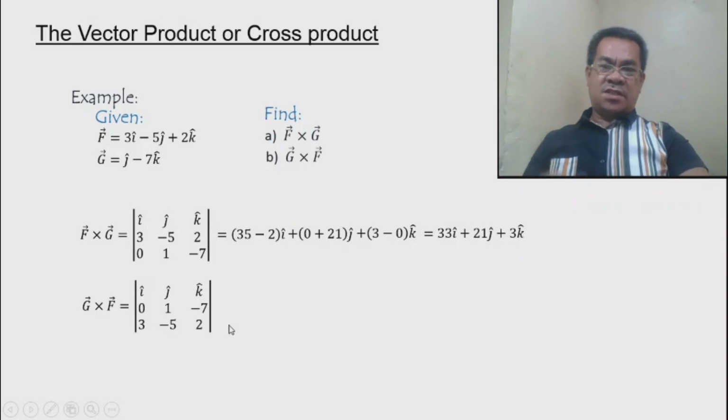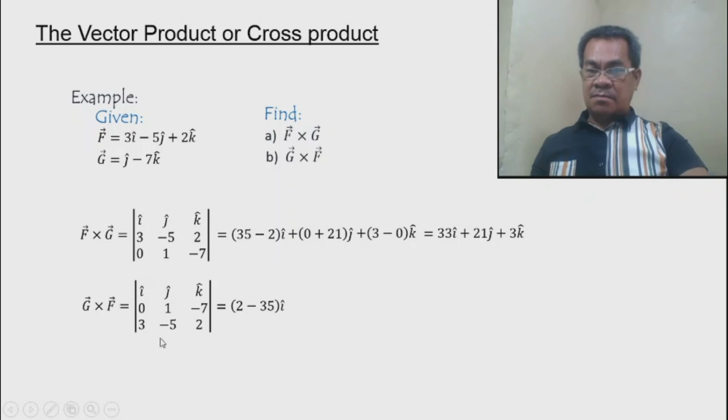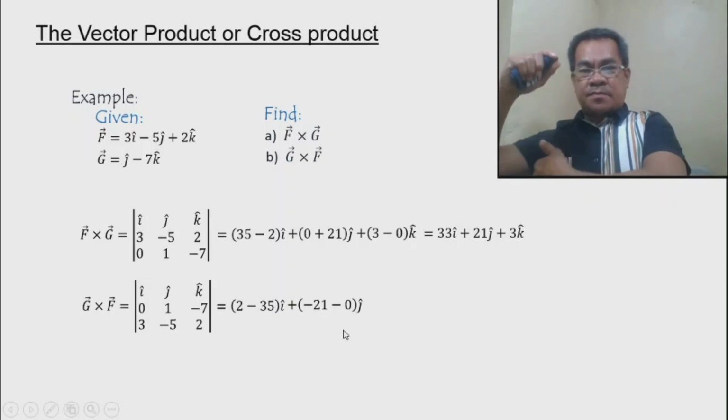Okay? Then, use the same procedure. Eliminate this one. So, we have positive 2 and this is what? Positive. This is positive 35. Because this is negative diagonal. So, therefore, 2 minus 35. There, cancel this one. So, this is positive. So, this must be negative 21. And this is minus 0. Negative 21 minus 0.